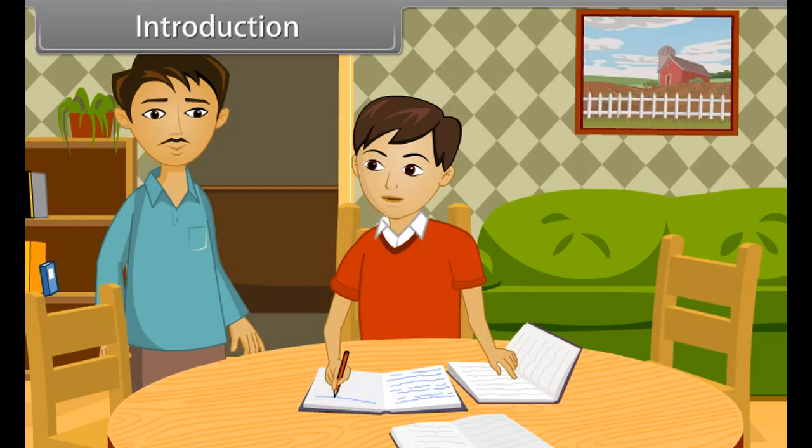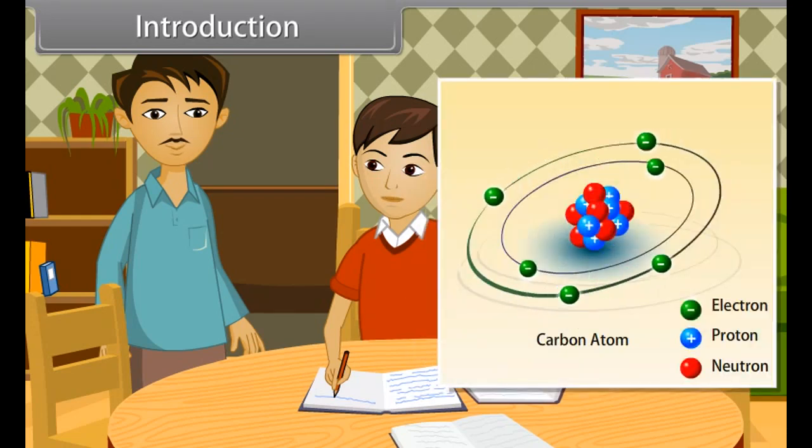Okay, Dad. What kind of materials are there in the atoms? Atoms consist of electrons, protons and neutrons and a central core which is called the nucleus. It sounds interesting. Can you tell me more of it? Yes, Rohit. In this lesson, you will study the structure of atom.